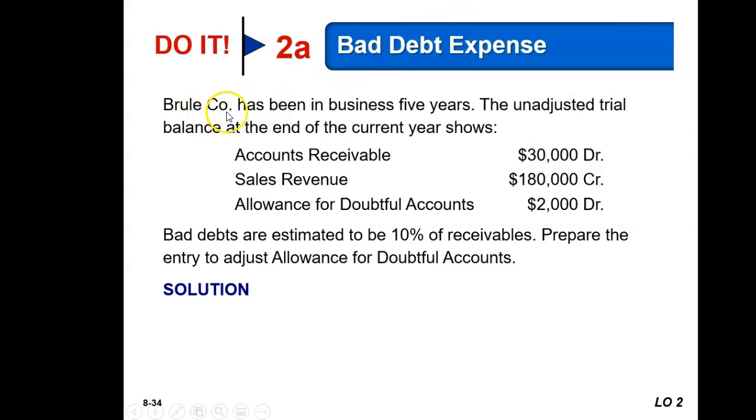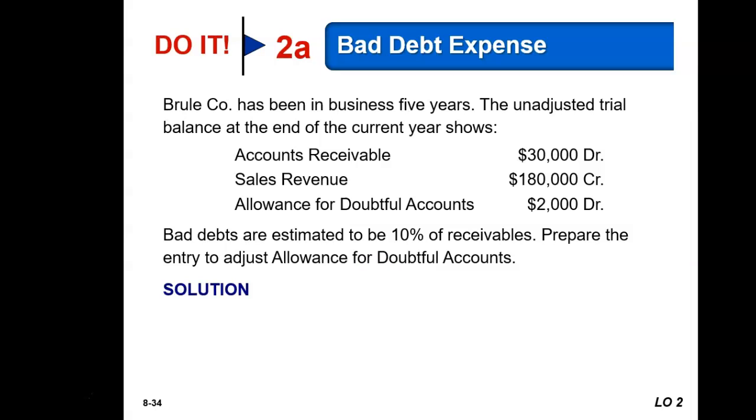We have the Brule company, which has been in business for 5 years. The unadjusted trial balance at the end of the current year shows accounts receivable, 30,000 debit balance; sales revenue, 108,000 credit balance; allowance for doubtful account, 2,000 debit balance. Bad debts are estimated to be 10% of receivables. Prepare the entry to adjust the allowance for doubtful account.